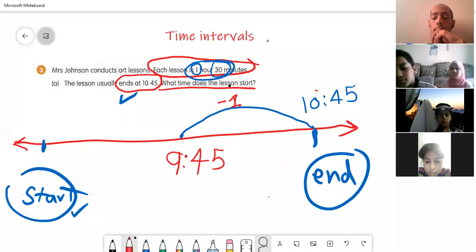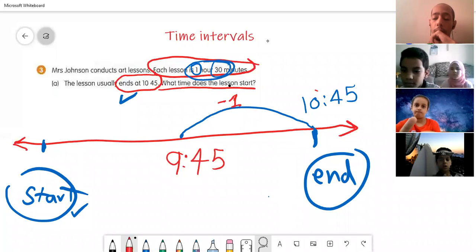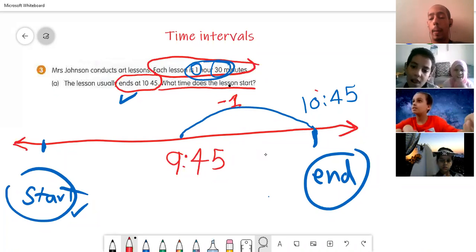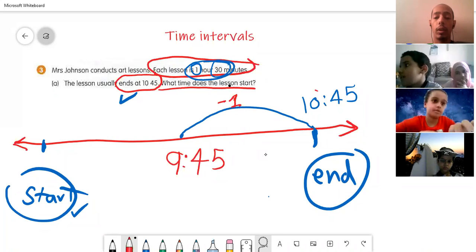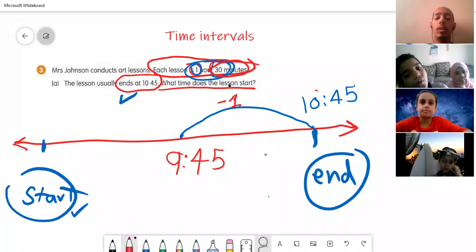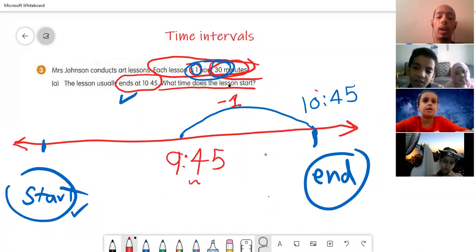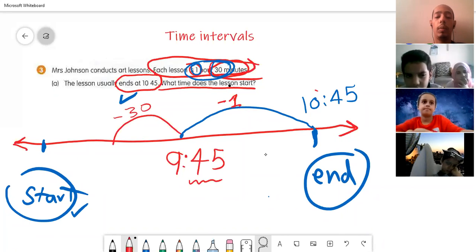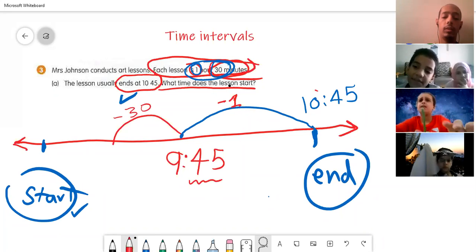No, don't tell me the answer. Guys, I want you to answer my questions, okay? Don't tell me the final answer. Then we will do 45 minus 30 minutes. Wait, step by step. Now we go back in steps of hours. Now we need to go back in steps of minutes, right? How many minutes? 30 minutes. So we have 45 minutes minus 30. This is gonna be 9:50.